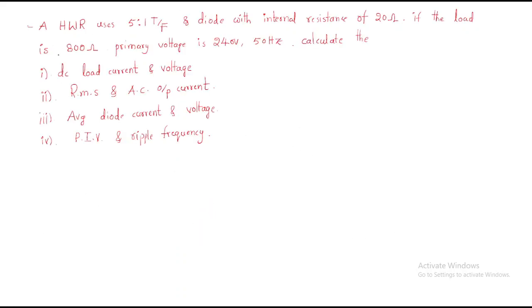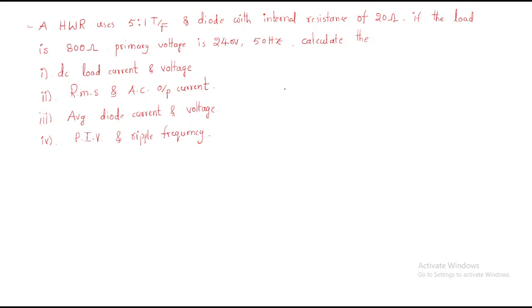The next problem is the third problem. In this problem, a half-wave rectifier uses a 5:1 transformer, with a diode of internal resistance 20 ohms. The load is 800 ohms, and the primary voltage is 240 volts, 50 Hz. Calculate, first, the DC load current and secondary voltage. The second question is the RMS and AC output current. Third, the average diode current and voltage. Fourth, the peak inverse voltage and ripple frequency. These are the terms we have to find out.